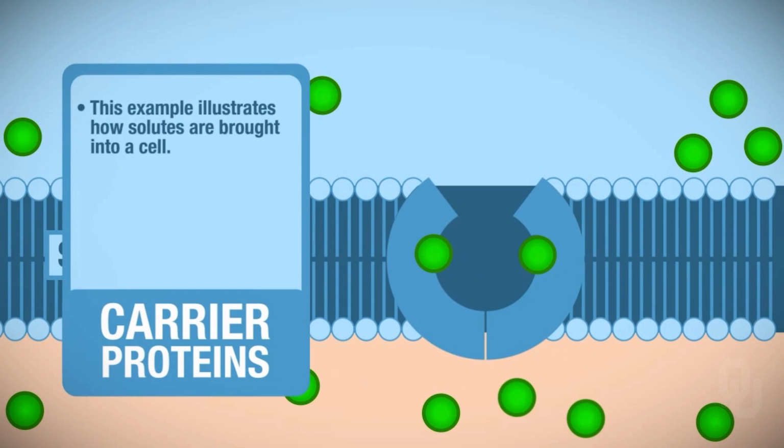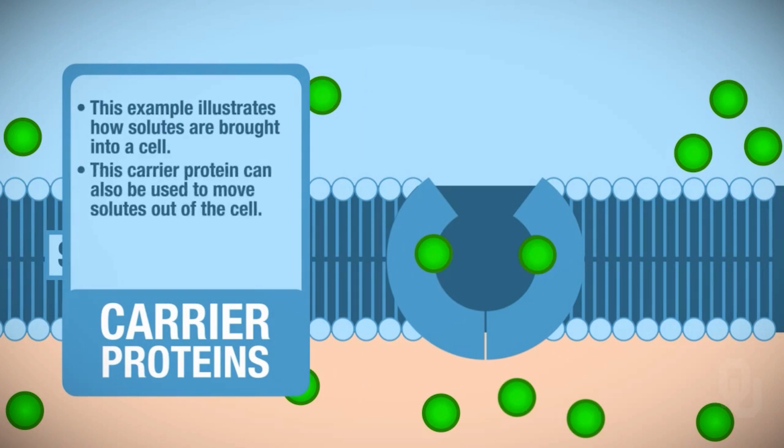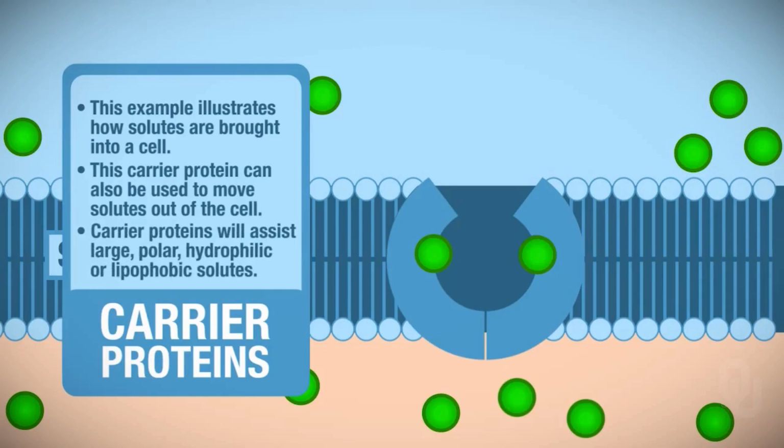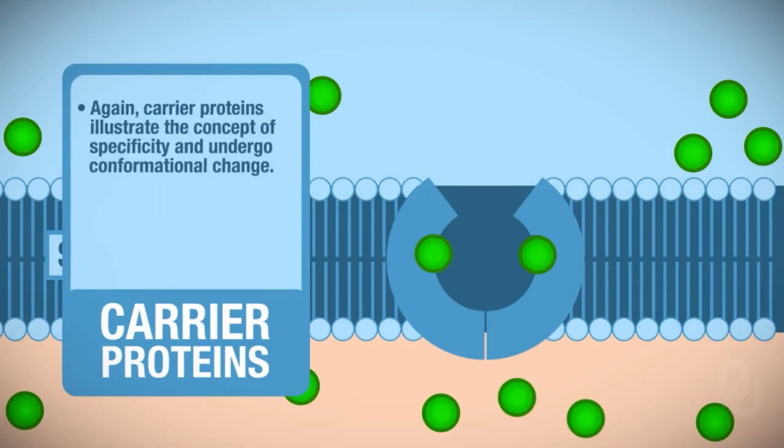This example illustrates how solutes are brought into a cell, and this carrier protein can also be used to move solutes out of the cell. Carrier proteins will assist large polar, hydrophilic, or lipophobic solutes. So that's why you need this carrier protein. Another concept here is that the carrier protein undergoes a conformational change to deliver the solutes into the cell or outside of the cell. So this is an example of facilitated diffusion.